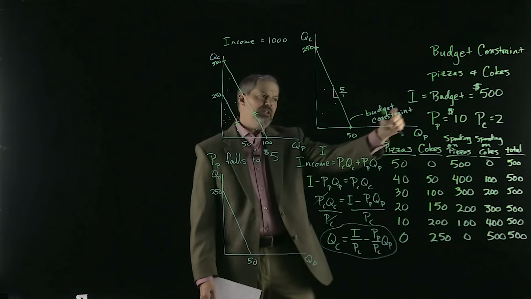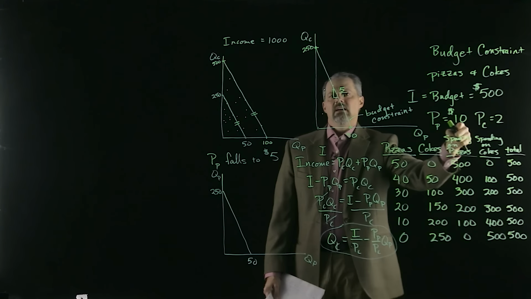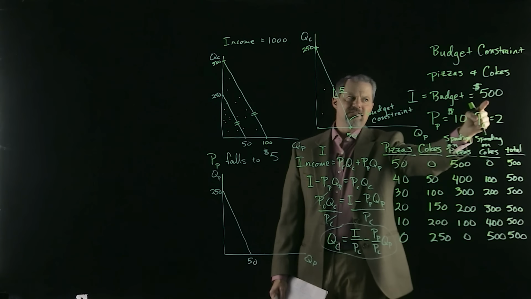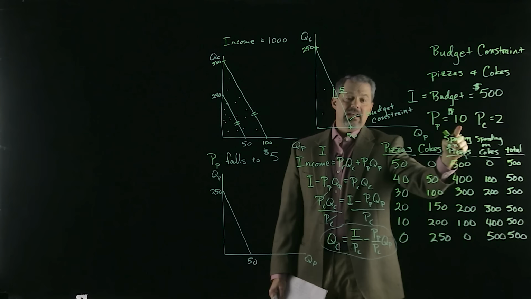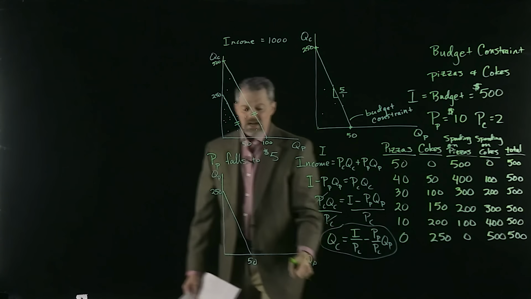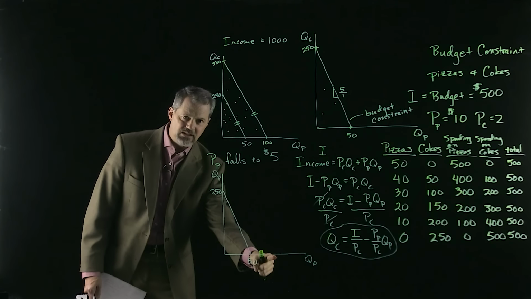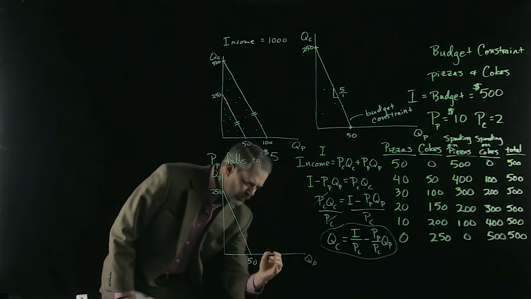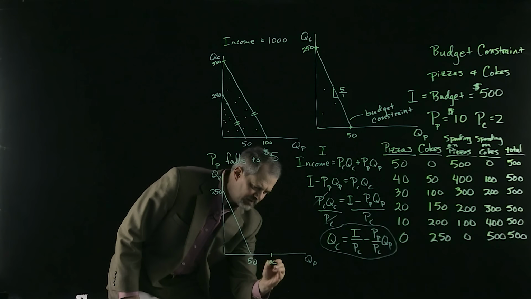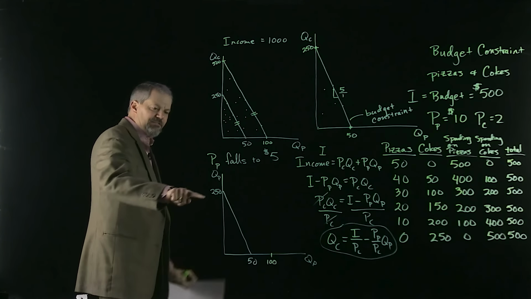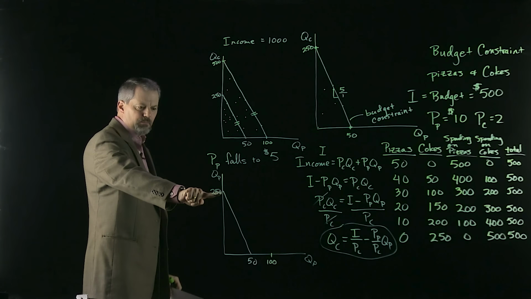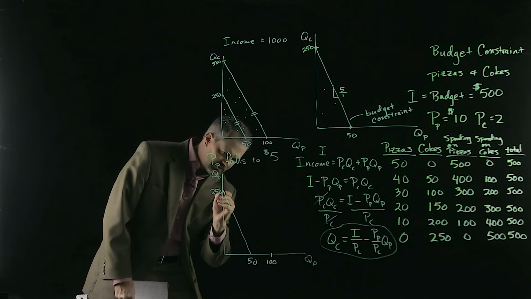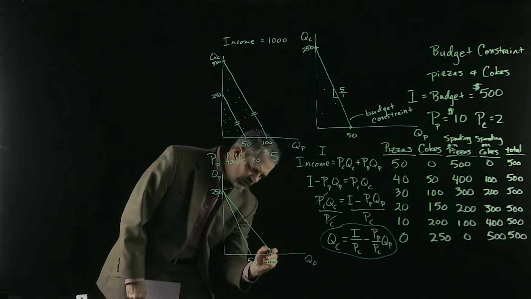Now, if the price of pizzas goes from 10 to 5, that means if we spent all of our money on pizzas and we had $500 and each of them cost $10, we'd be able to buy 100 of them instead of just 50. So if the price of pizzas falls from 10 to 5, we're going to be able to buy 100 pizzas. Now, it's not going to affect the number of Cokes that we can purchase because the price of Cokes hasn't changed. But notice that this budget constraint now is going to pivot out just like that.